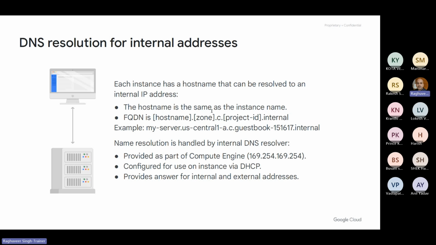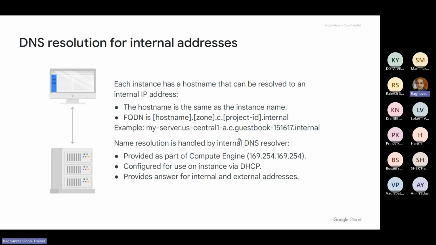AWS is different here. The same experience you find in GCP also, wherein whatever name you put to a service, it will be the same DNS name of that service. Example, my servers.us central 1 AC guestbook hyphen 156.internal. So that's how the DNS is.